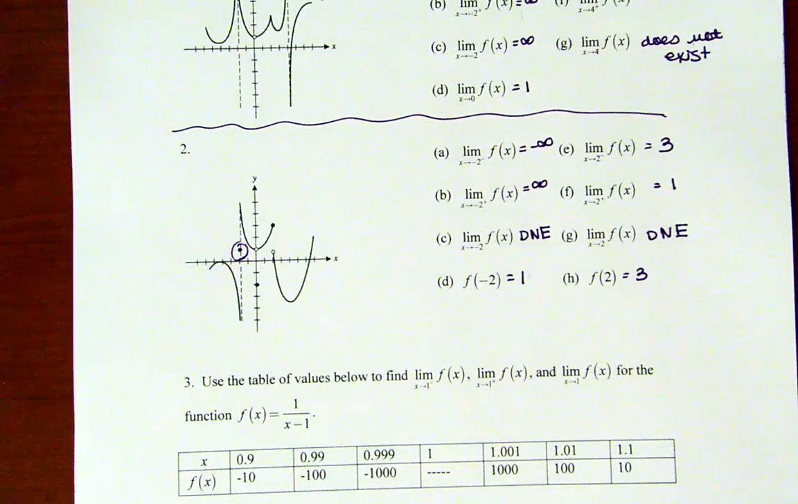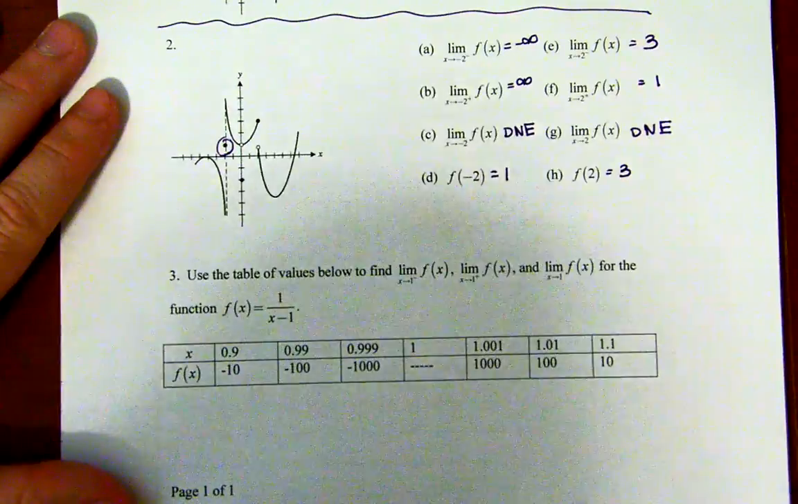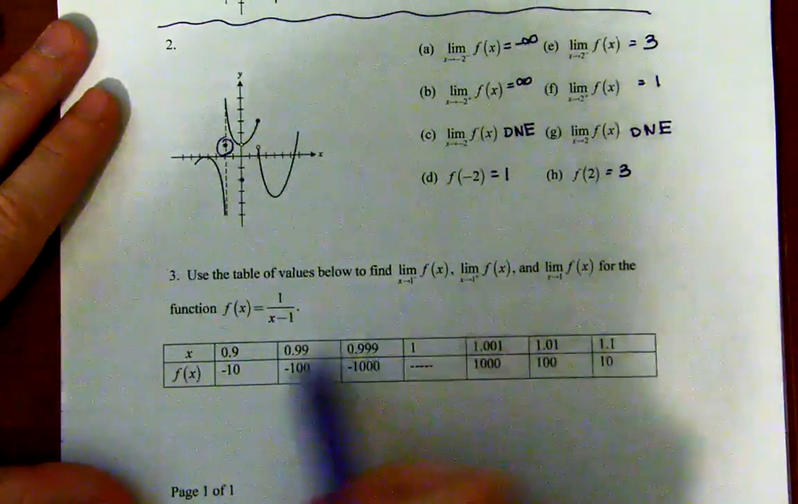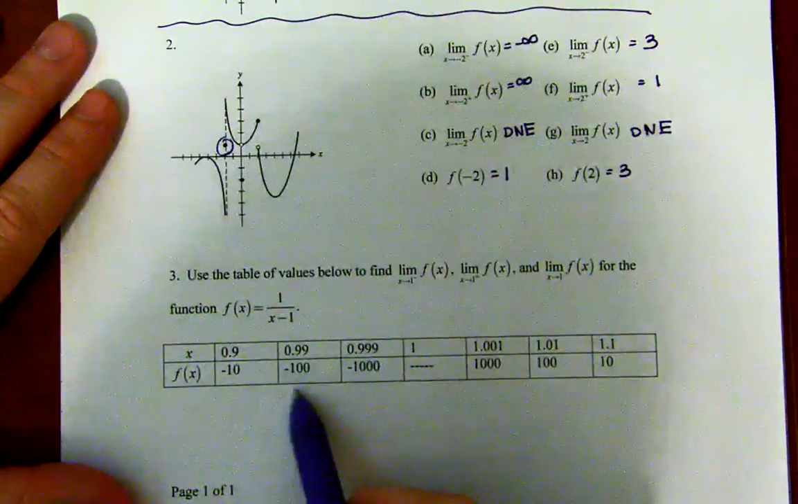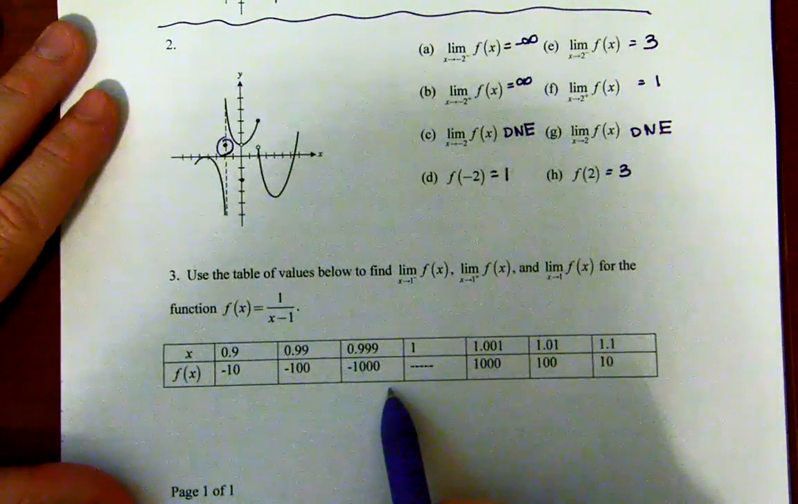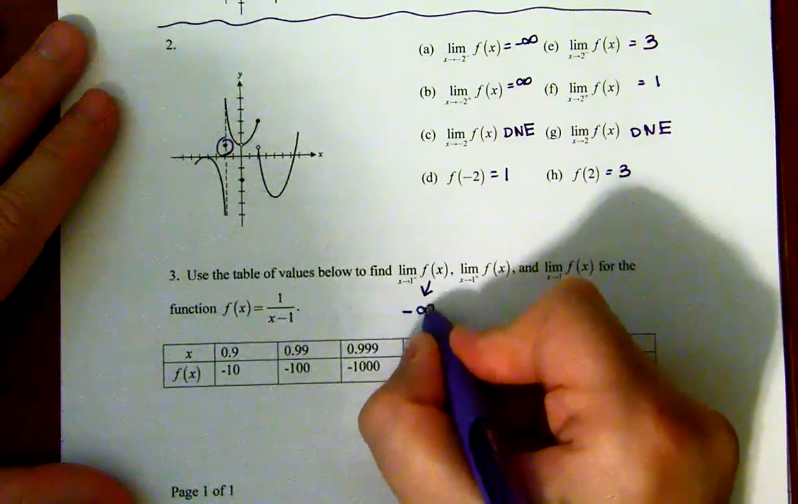One more. See what you can do in number 3 with the numerical limits. Let's see, as I approach 1 from the left, my y value is negative 10, negative 100, negative 1,000. They're going way down very, very fast. Because they're going down very fast, I'm going to say this is negative infinity.